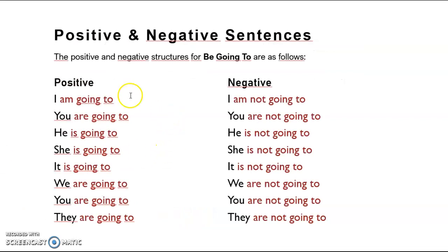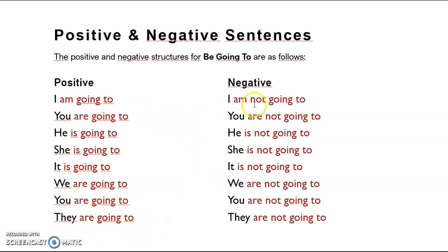Now, let's go over the positive and negative structure of this grammar point. The positive structure of going to is, well, we have our pronouns, and then we have the verb to be plus the structure going to. So we may have, I am going to, you are going to, he is going to, she is going to, it is going to, we are going to, you are going to, they are going to.